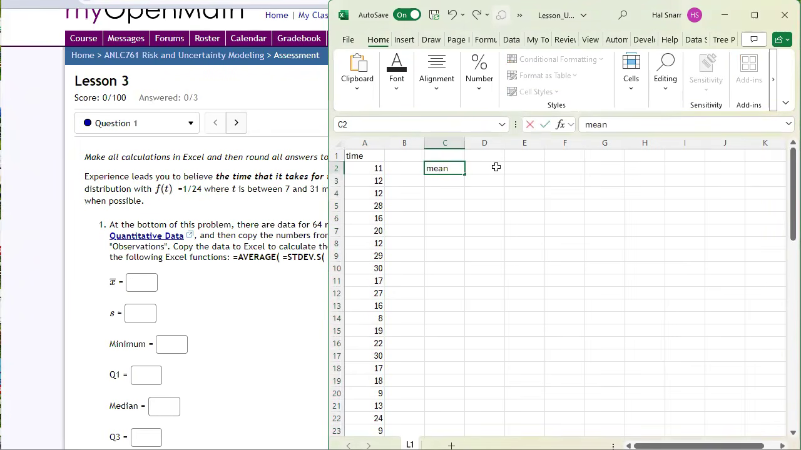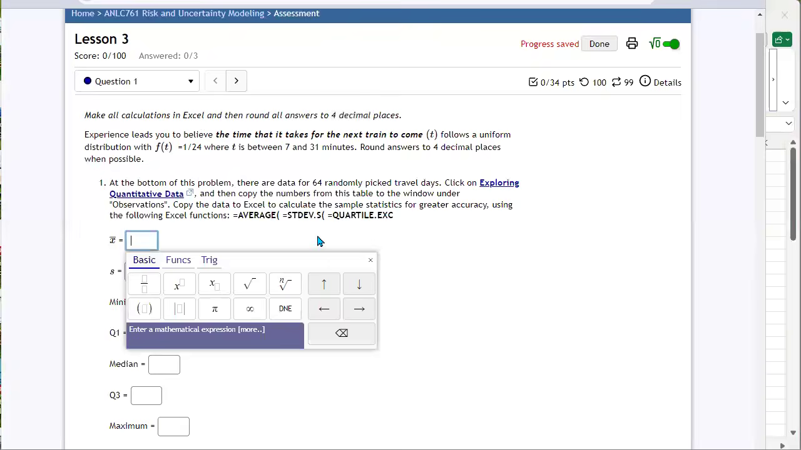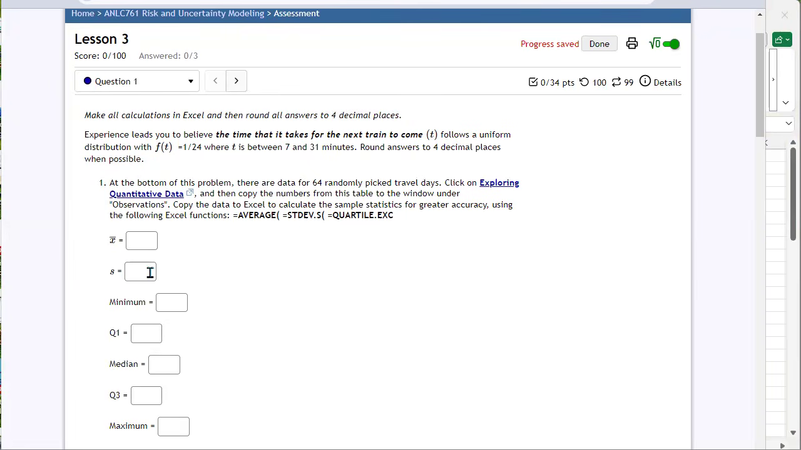So I'm going to do the mean, the standard deviation, the minimum, the first quartile, Q1, the second quartile, also known as the median, the third quartile, Q3, and the max. With =AVERAGE, we'll calculate that. With =STDEV.S, we'll calculate the sample standard deviation, lowercase s. And then with =QUARTILE.EXC, we'll calculate the first quartile, the second quartile or median, and the third quartile. And then MIN and MAX will calculate the minimum and the maximum.